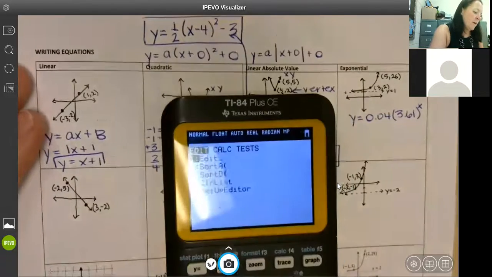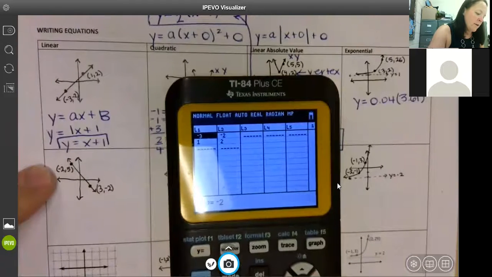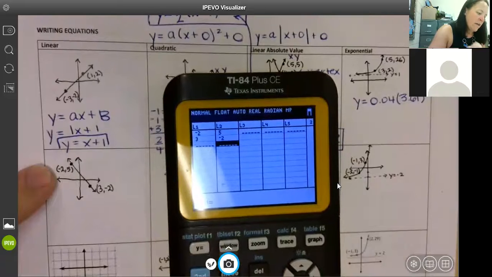Again, if we do the second one, we're going to go to stat and edit. Our two x coordinates are -2 and 3. Our two y coordinates are 5 and -2.